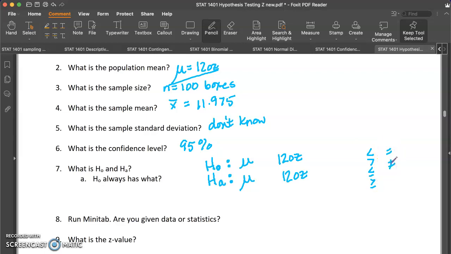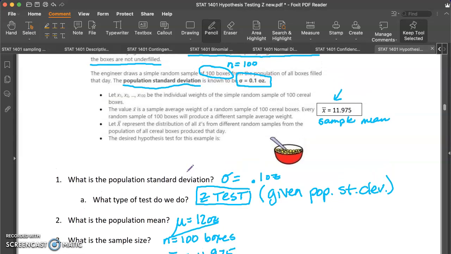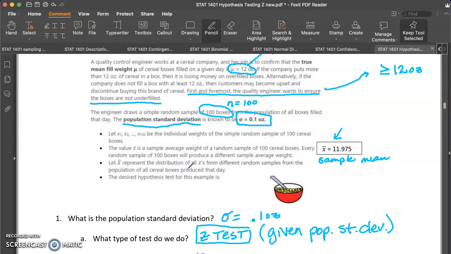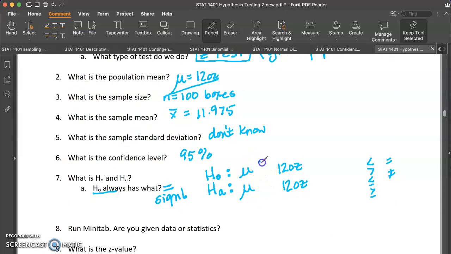Okay, so let me show you. I'm just going to tell you real quickly what's the easiest way to do that. And the easiest way to do it is always think that your H0 always has the equal sign, okay? H0, or the top one, always gets the equal sign. And then go look at that sentence we talked about. And that sentence we talked about here was the whole thing, or what they're asking for. And it says, first and foremost, the quality engineer wants to ensure that they are not underfilled. And we already talked about that that's greater than or equal to 12 ounces. So since it has the equal to part, we're going to put greater than or equal to. And that's what we're looking for.